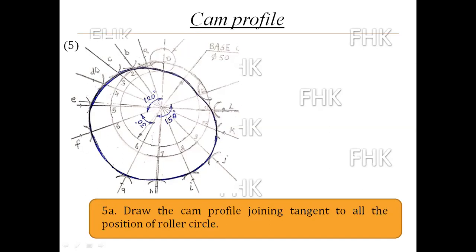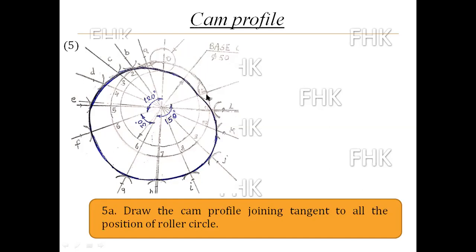Okay, these are the centers of a roller, and through the centers you draw the roller. Then, to those roller positions you have to draw the cam profile which is tangent to that roller, tangent to those curves. Different curves you have drawn here, and you draw the profile tangent to those curves and joined by a smooth curve.